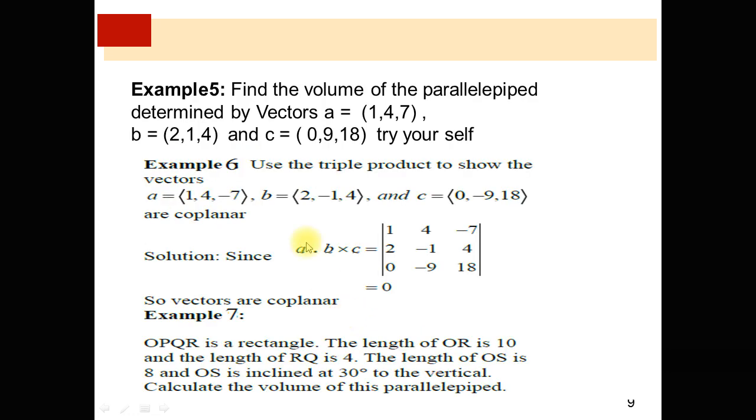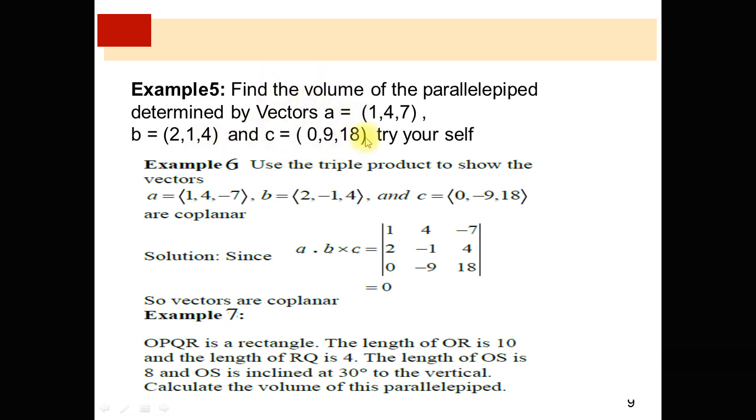Now another example, to find the volume of the parallelepiped determined by the vectors A, whose components are 1, 4, 7, vector B components 2, 1, 4, and vector C components 0, 9 and 18.